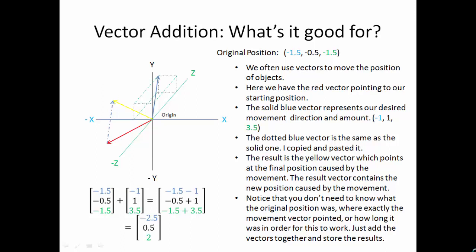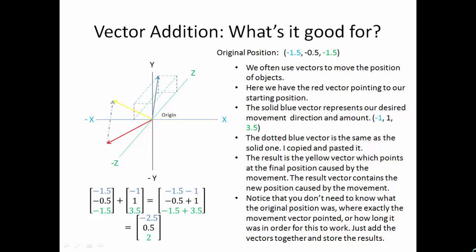Here we have the red vector pointing to our starting position. The solid blue vector represents our desired movement, direction, and amount, which that vector is -1, 1, 3.5. The dotted blue vector is the same as the solid one. Again, I copied and pasted it. It points in the same direction. It has the exact same length because I copied and pasted it.